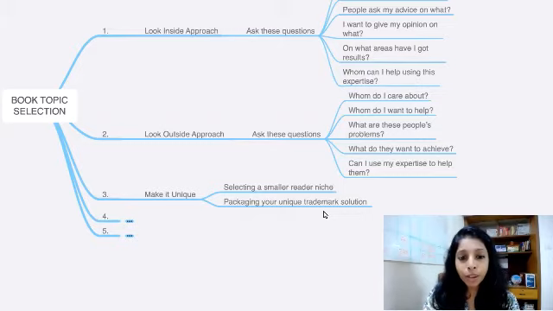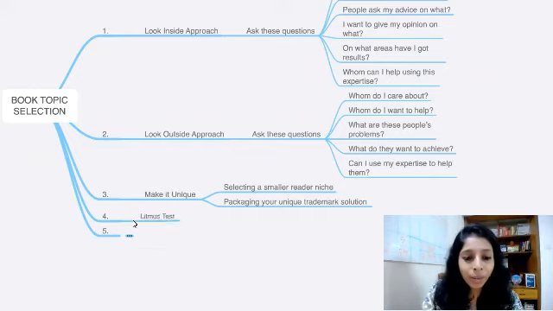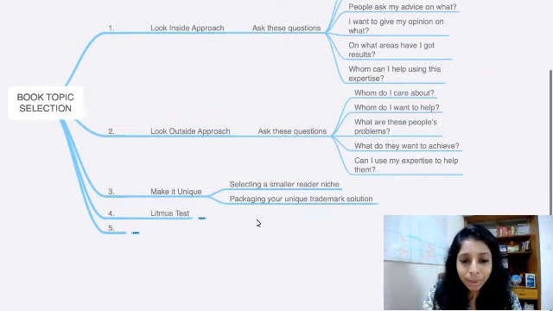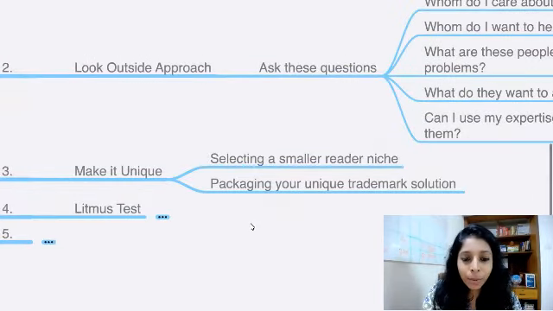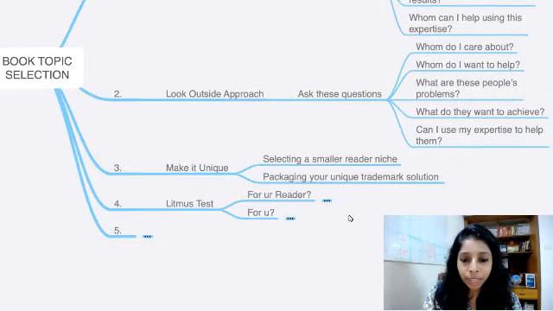So what we have covered so far is you've had a vague idea of writing your book, then you use the look inside and the look outside approach to come up with rough ideas for your book, and then using that rough idea you're now trying to make that unique and narrow it down to a more specific book idea. Now it's time to see if that book idea will really work. I like to call this the litmus test. Okay, so there are a couple of ways to do this.